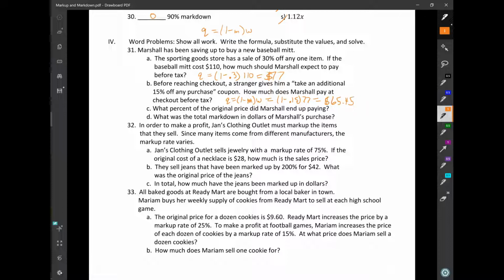C, what percent of the original did Marshall end up paying? So this is not a markup or markdown problem. This is what percent of the original price. So this is like the very first percent problems we worked. That's like saying Q equals P times W. The part is 65.45. The percent is what we're looking for, and the original was 110. So divide by 110, divide by 110. The new price is 0.595 or 59.5% of the original price.